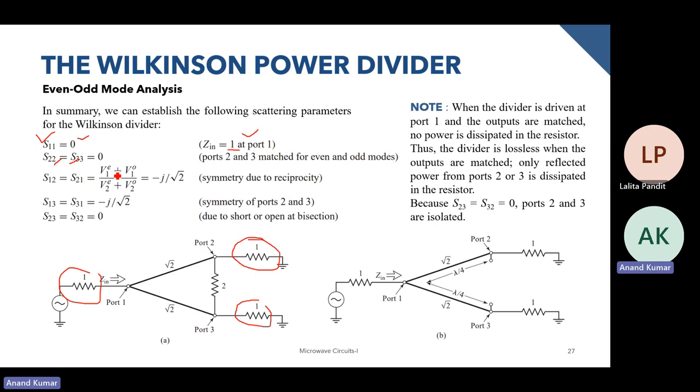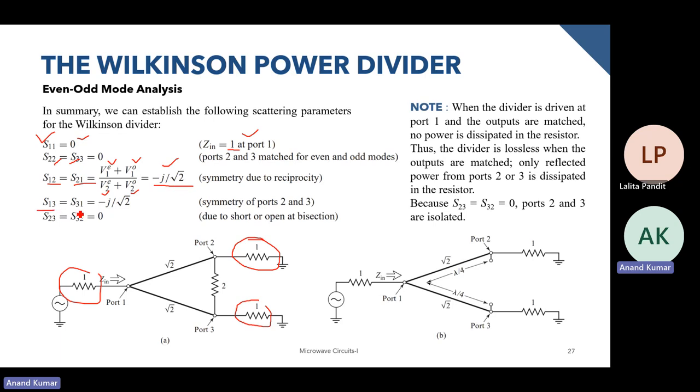And we calculated the values of V1, EN, V1O, and similarly V2, EN, V2O. If you substitute their values, you will get S12 equal to S21. Since this circuit is symmetric, we can claim S12 equal to S21, and both of them will evaluate to minus J by root 2.